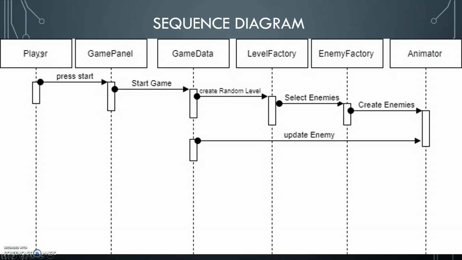Alright, so what we'll see here is the player will push start the game from the game panel. It will start the game, and the game data will create a random level because it has a round number generator, and then it'll call a function and pick one of the random ones, and then it'll select all the enemies it wants to create. The enemy factory will create them and send that information to the animator, and then it'll update things. And once it's completed, it'll go back to game data and it'll do this again.